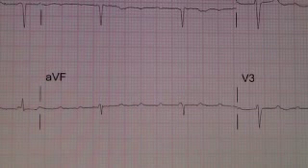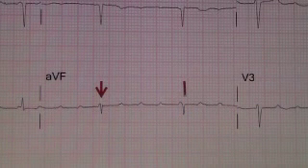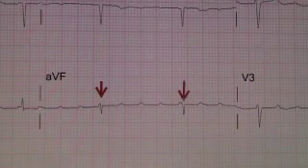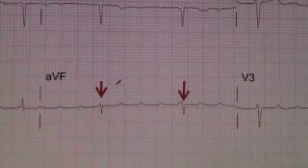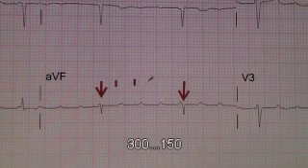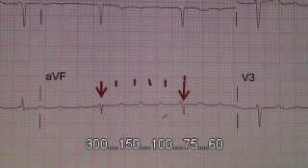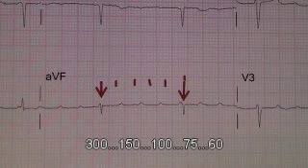This patient's in atrial flutter. QRS complexes occur here and here. Counting across to determine the patient's ventricular rate in 5 millimeter increments, we get 300, 150, 100, 75, and 60. Patient's ventricular rate is almost exactly 60.